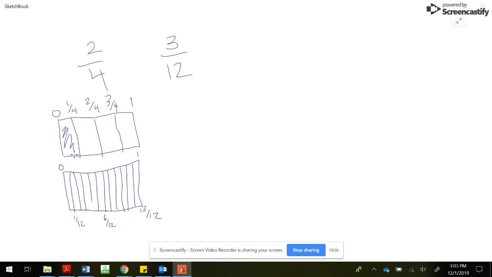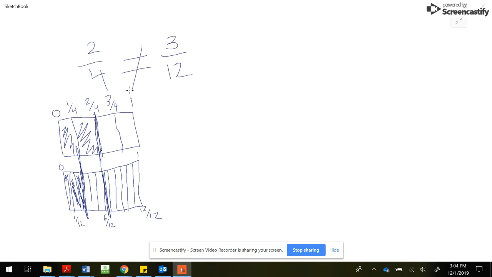So if I shaded these in, I could see if they go to the same spot. So 1/4, 2/4, and 3/12, 1, 2, 3. My 3/12 ends right here. My 2/4 ends right here. Do they end in the same spot? Clearly not. 3/12 is much smaller than 2/4. So I know that these are not equivalent. If they were equivalent, they would end in the same spot. We would have both of them ending right here or both of them ending right here. So I would say they are not equivalent.